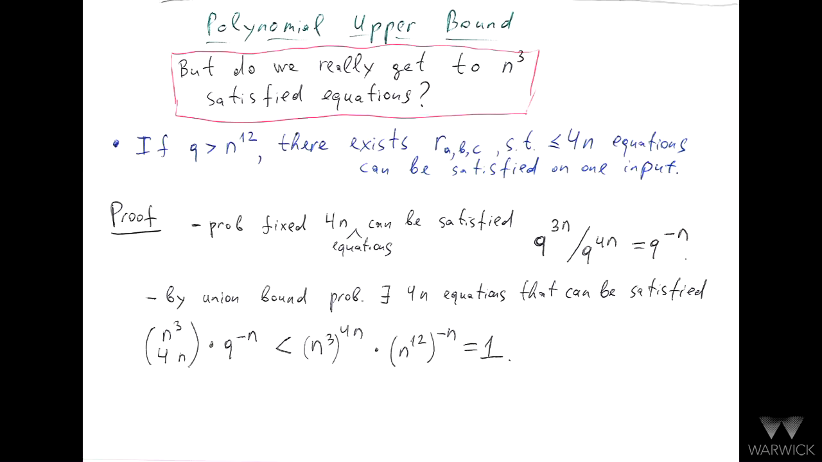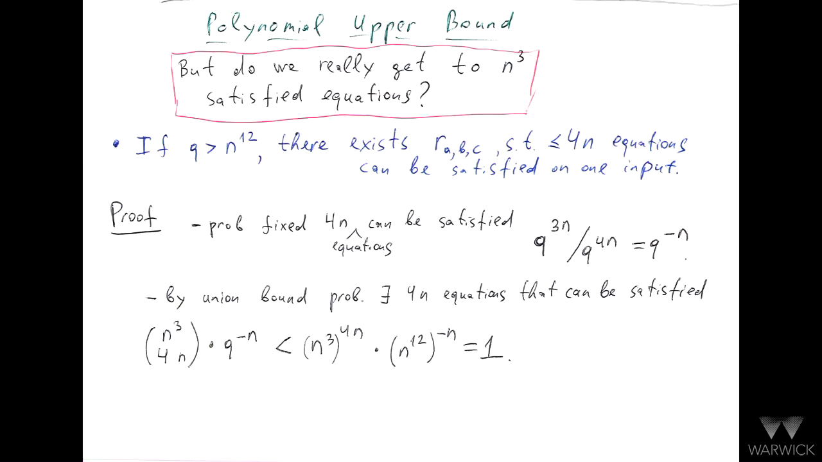If we fix 4n equations, the probability that they can be satisfied is this thing. This is the number of possible assignments to the input variables, and this is the number of possible assignments to the right-hand side. So I divide this by this, I get q to the power of minus n. Then I take a union bound over all possible choices of these 4n equations, which is a binomial coefficient, so it's pretty easy. I get that this is less than 1. So there exist right-hand sides such that at most 4n equations can be satisfied.